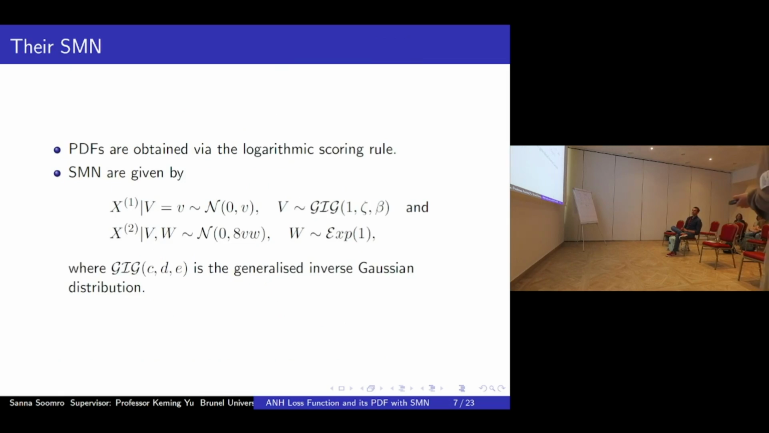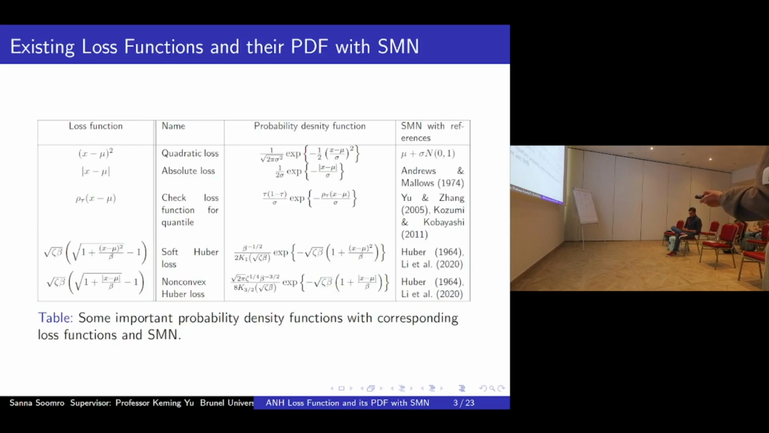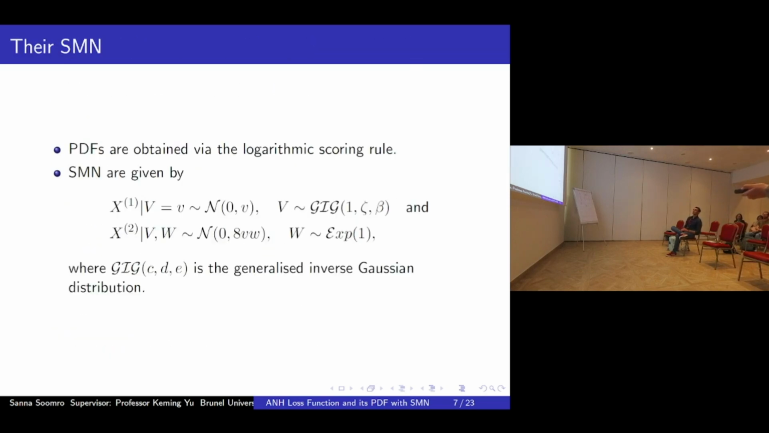Okay, and based on this loss function, the order, let me go back to the list. This order derives the probability density function I'm giving here, which is based on the logarithmic scoring rule. Then based on the PDF, you can derive a scale mixture normal, which is given here.